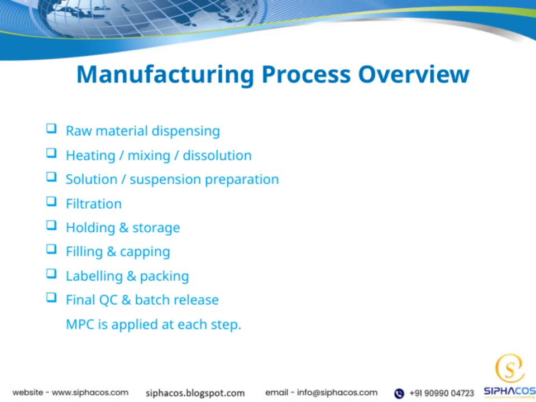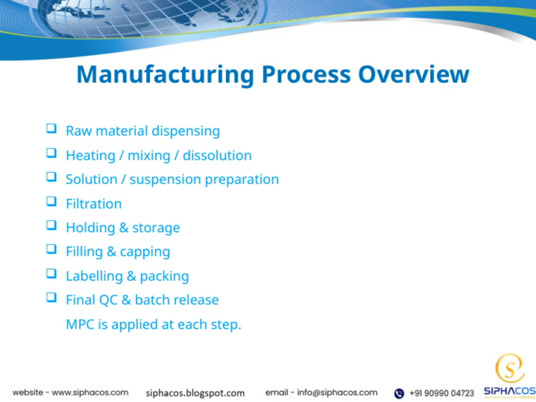Now, let's walk through the main steps of our manufacturing process. First, we start with raw material dispensing, where we carefully measure and prepare the ingredients needed. Next, we move on to heating, mixing, and dissolution, ensuring everything combines properly and reaches the right consistency. After that, we prepare the solution or suspension, making sure it's uniform and meets quality standards. Following that, filtration is crucial to remove any impurities or particulates, ensuring the product's purity. Once filtered, the solution is held in storage, ready for the next stages.